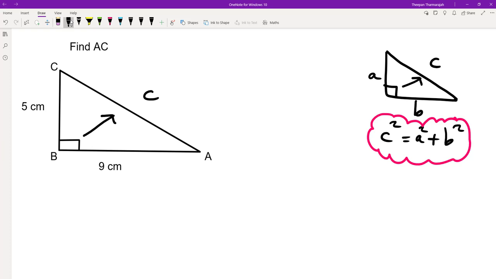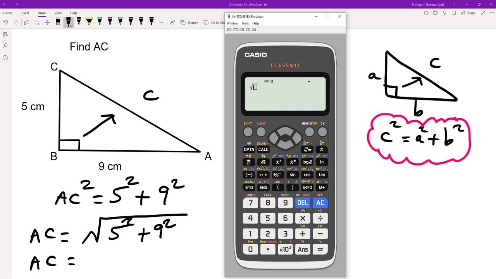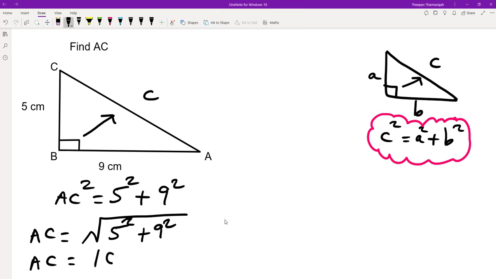So we want to work out AC, so we say AC squared is going to be 5 squared plus 9 squared, and at the end we just square root. So square root of 5 squared plus 9 squared, and we don't forget we're going to round our answer to three significant figures. So the square root of 5 squared plus 9 squared, that's 10.3. So we get 10.3 centimeters to 3 SF.